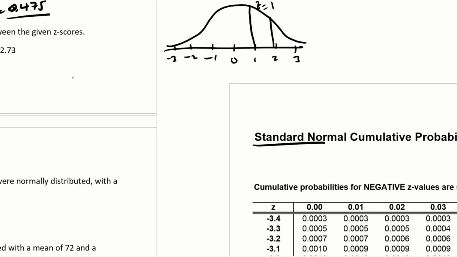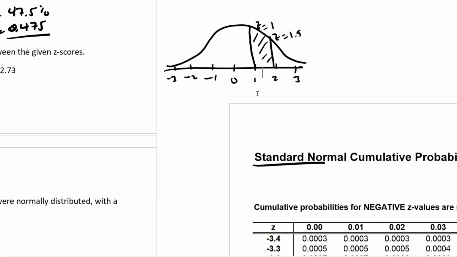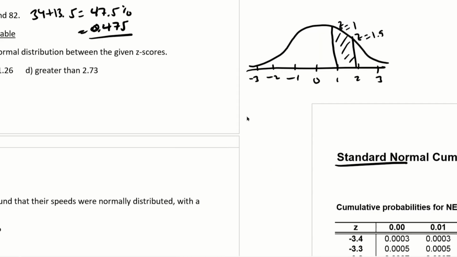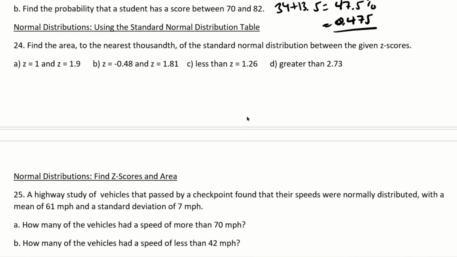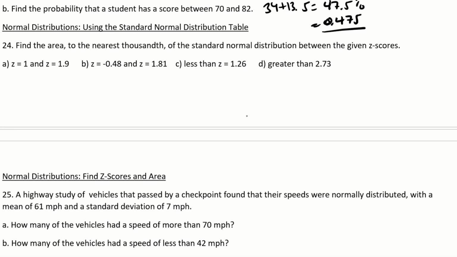We want this shaded region. So you don't have to graph it, you could just find it. But if they want between two z-scores, you're going to look both of them up and then subtract the areas, on the table. Okay, so we're going to look up for z equals 1.9.